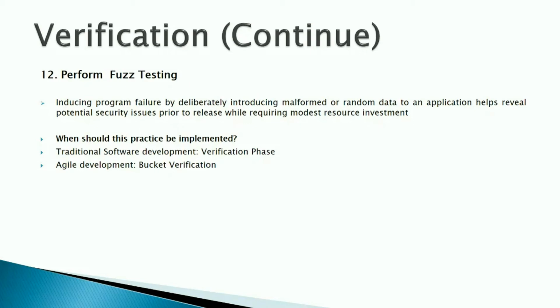It is important because if we can address any kind of vulnerabilities before software release, then it will not impact the customers who are using it. So we can stop it before it is released and the user will benefit. It can be applied in the verification phase during traditional software development, and in agile development it can be applied in bucket verification.